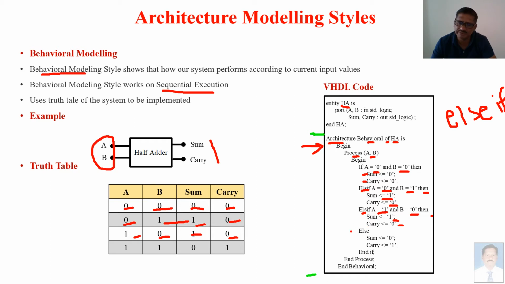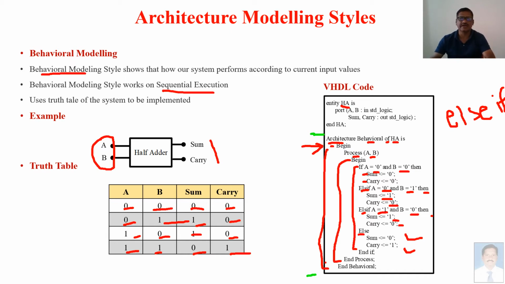Else, and the last clause should be the else. Else, sorry, A is 1, B is 1. In that case, this is the else clause. The sum is 0 and the carry is 1. And this is the end of the if statement. This is the beginning of the process, and it should be the end of the process. And this is the beginning of the architecture, and it should be the end of the architecture. This is the way to write the VHDL code whenever we are using the behavioral modeling style.